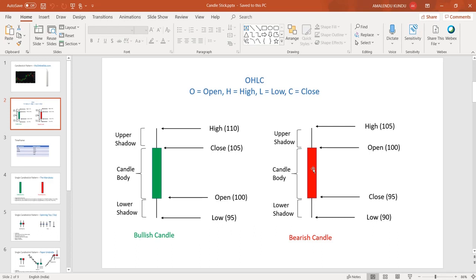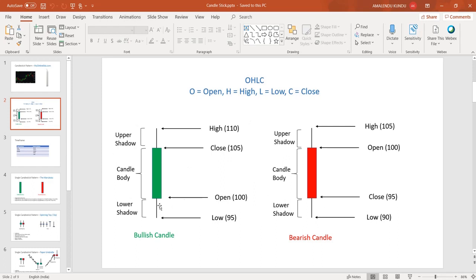Now remember, neither the upper shadow, the lower shadow, nor the body is mandatory to be there in the candle. I'll show you. It's not mandatory, but if it is there, we'll consider that as the upper shadow. If it is there, we'll consider that as the body of the candle, and if there is some lower shadow, we'll consider that as a lower shadow. Now, how does this OHLC translate into a candle?